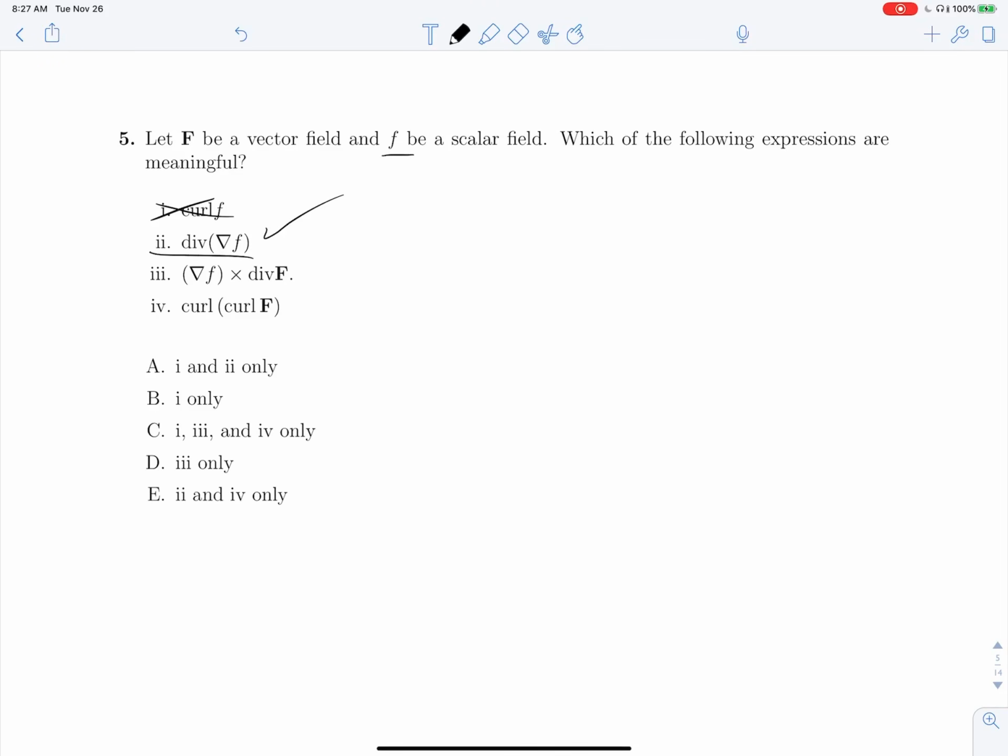That said, we know that we can only take a cross product between 2 vectors, but the divergence of F will give us a scalar, so 3 does not work. And then finally, we can take the curl of the curl all we want, and there's nothing wrong with it because we will have a vector field in both instances. So 2 and 4 is our answer.